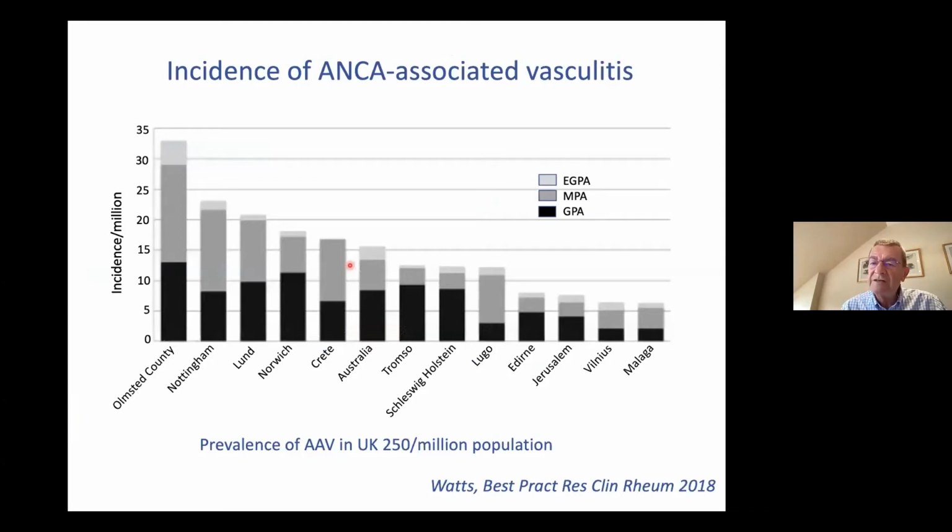ANCA-associated vasculitis is a rare disease, the incidence of which varies somewhat across different countries. But in the UK, it's about 20 per million population per year. And GPA and MPA are seen roughly equally, whereas EGPA, previously known as Churg-Strauss syndrome, shown in the pale bars, is a much rarer disease.